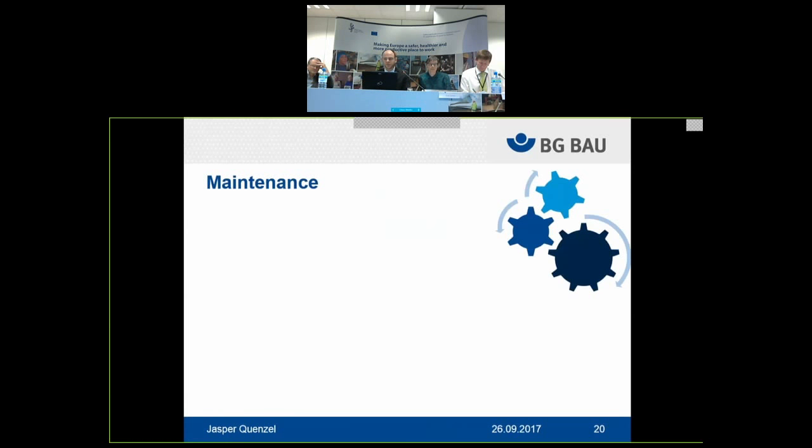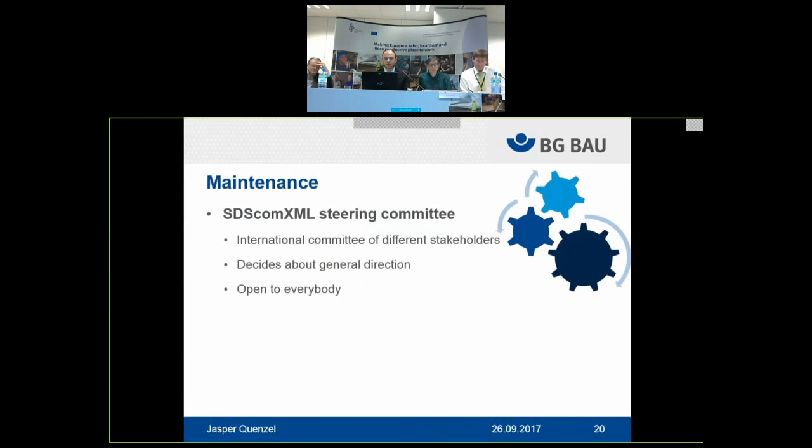That brings me to the maintenance. Maintenance is done twofold. There is the SDS-COM XML steering committee, which consists of different stakeholders from different nations in the EU. They decide about the general direction of SDS-COM XML. For example, if there is a politically motivated change in the format, they decide whether or not we would do this. Everybody can join. You just have to Google it. There will be contact information, and then you just write them if you want to join. Everybody is welcome.